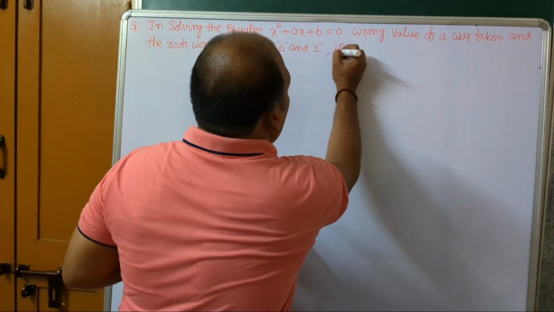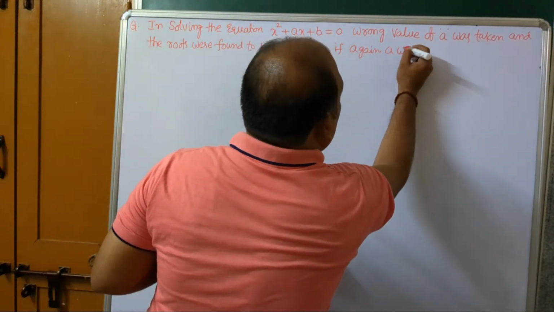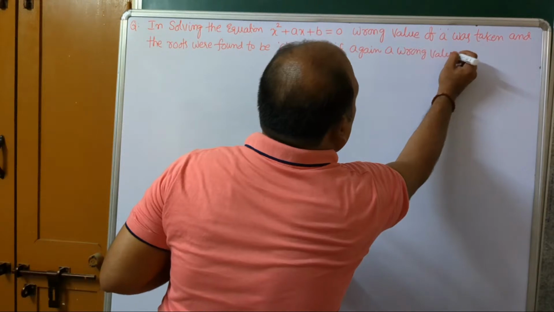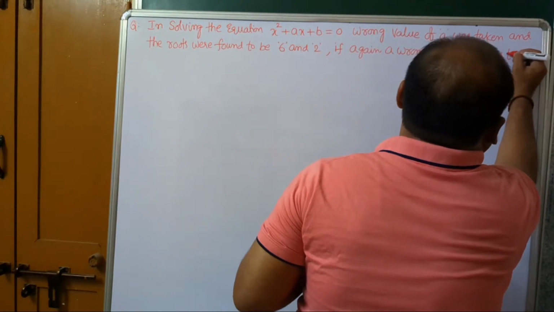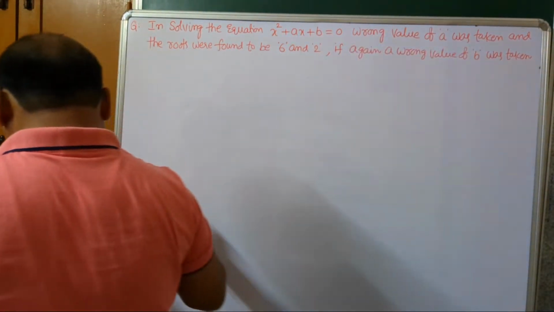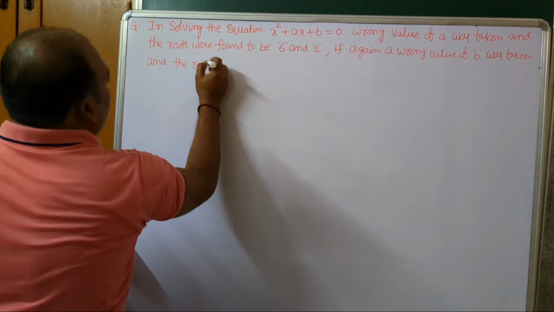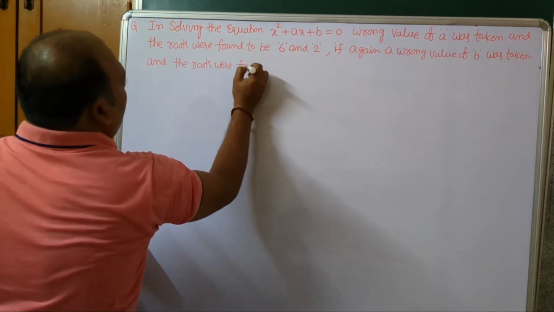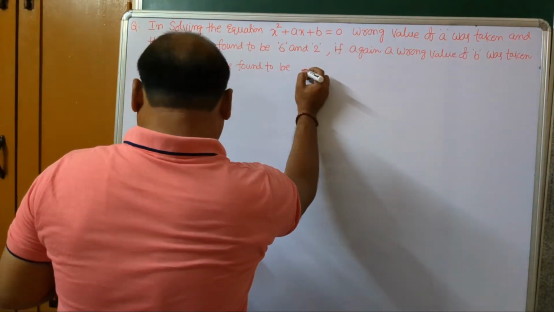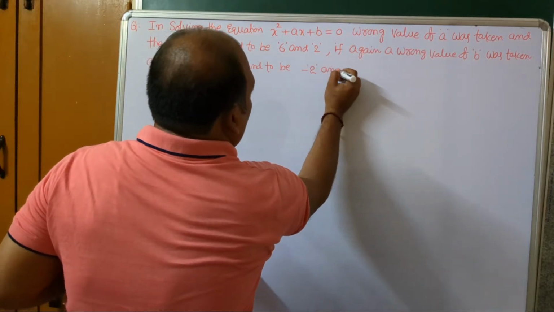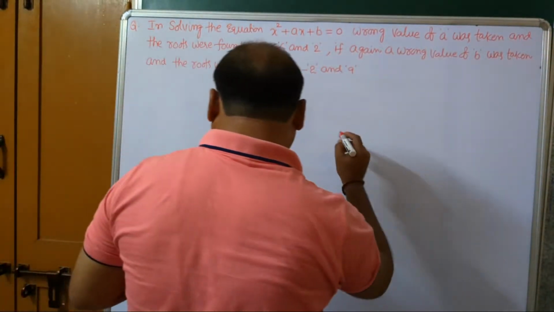If again a wrong value of b was taken and the roots were found to be minus 2 and 9. This same type of question they may ask with the numbers changed, dear students. Like this also you can get it.